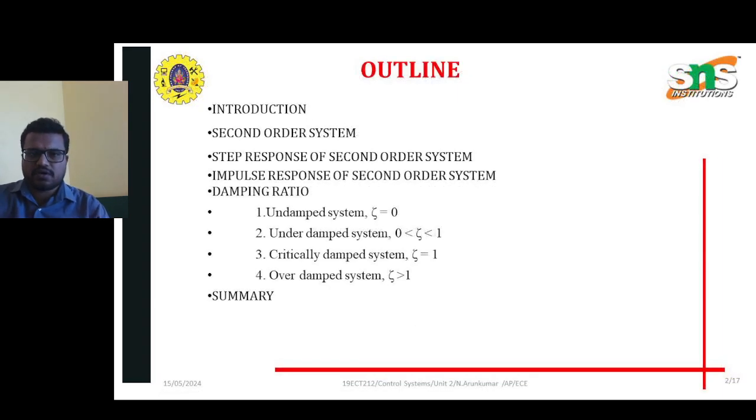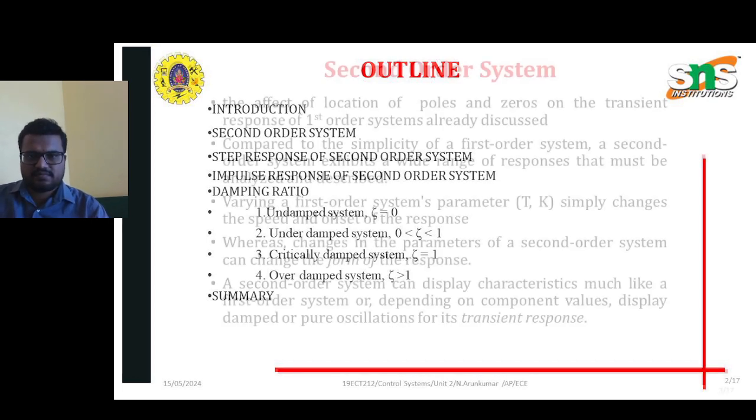The following things we are going to discuss about control systems. First one is introduction, second order systems, step response of second order systems, impulse response of second order systems, damping ratio of second order system, and a total summary, followed by an assessment at the end of the slide.